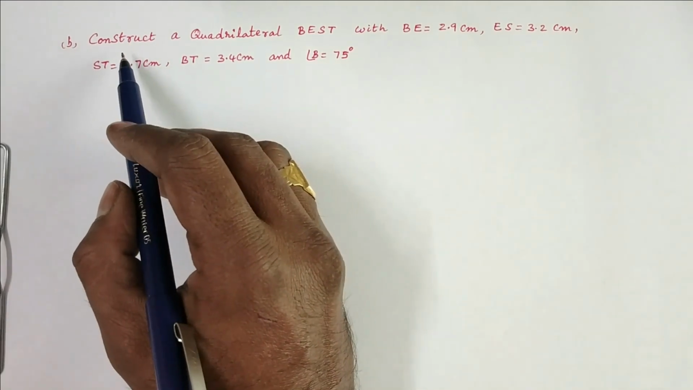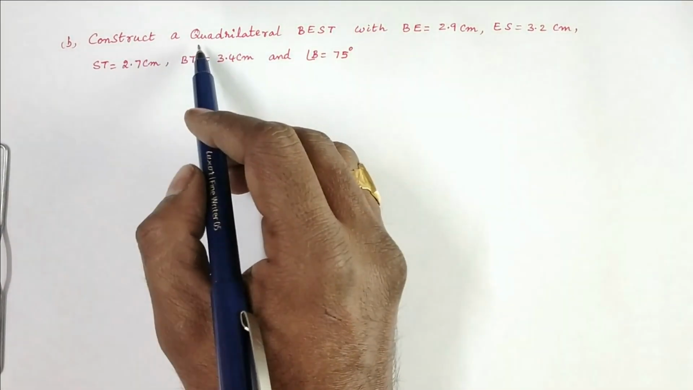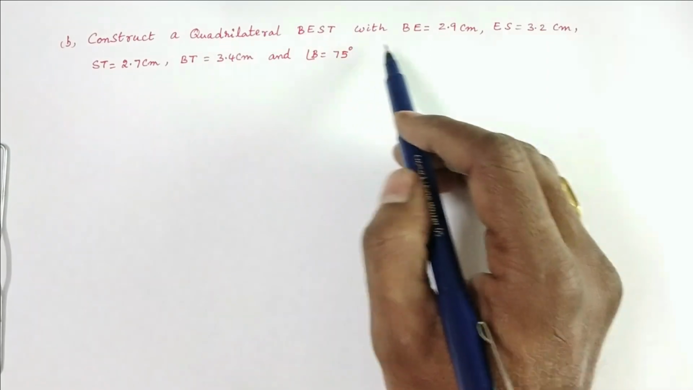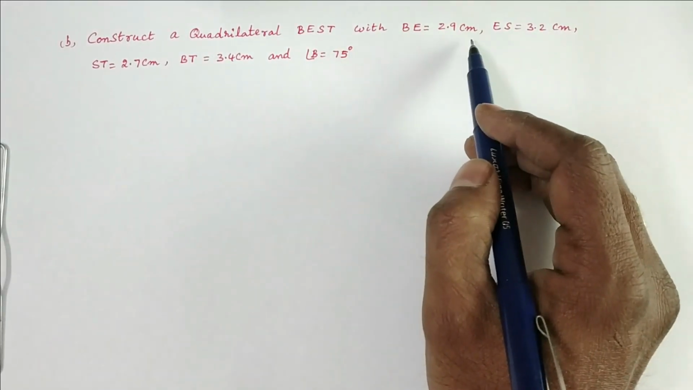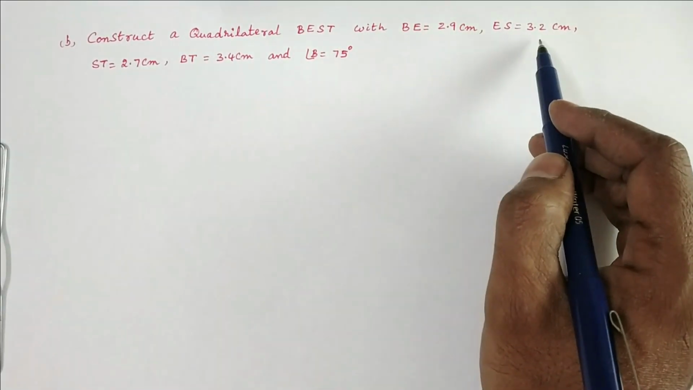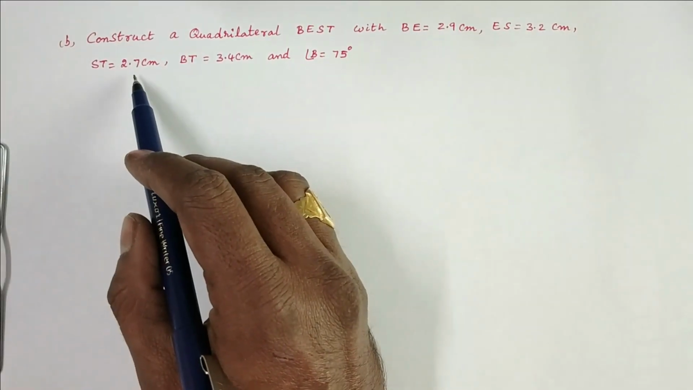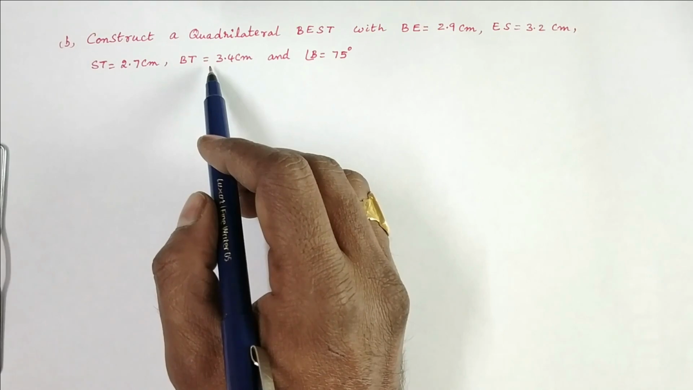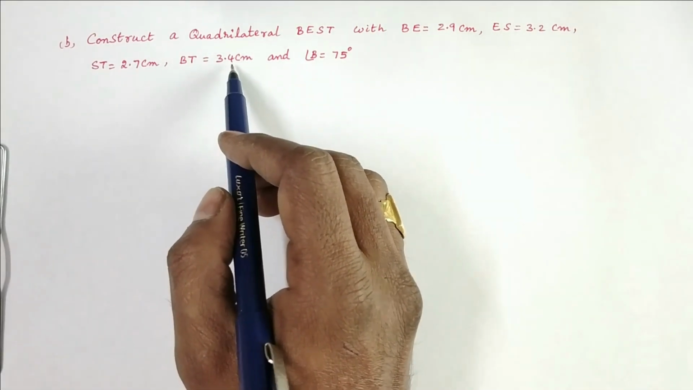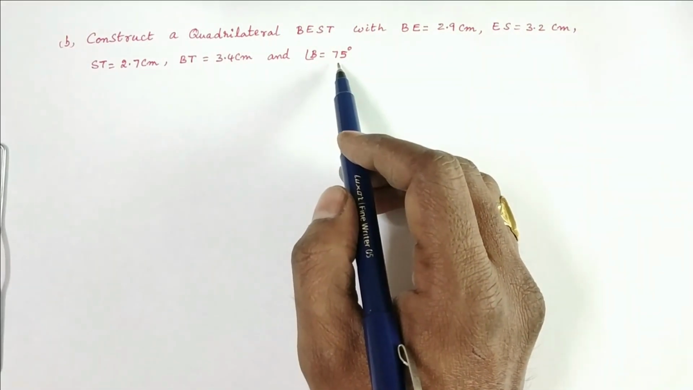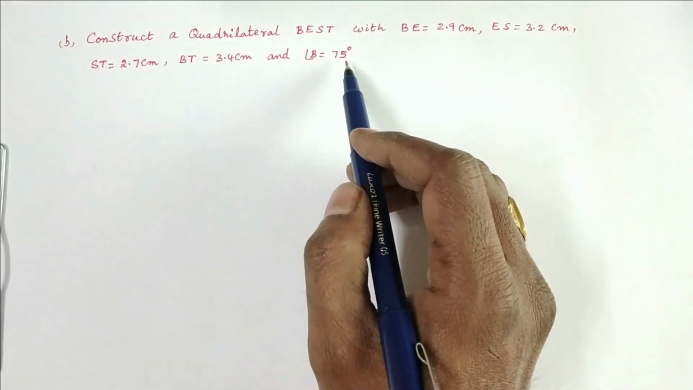Problem B is: construct a quadrilateral BEST with BE equals 2.9 centimeters, ES equals 3.2 centimeters, ST equals 2.7 centimeters, BT equals 3.4 centimeters, and angle B equals 75 degrees.